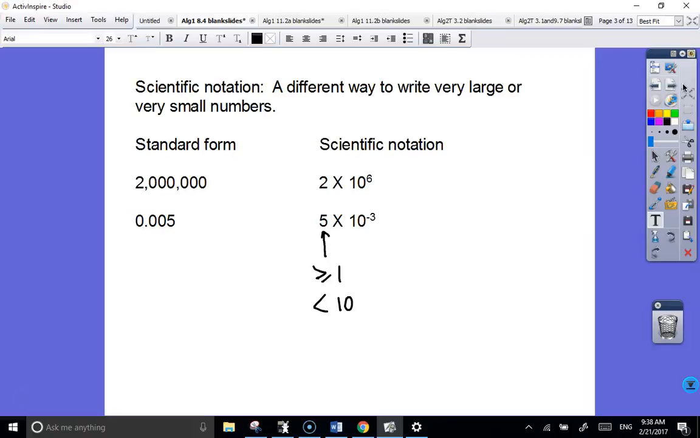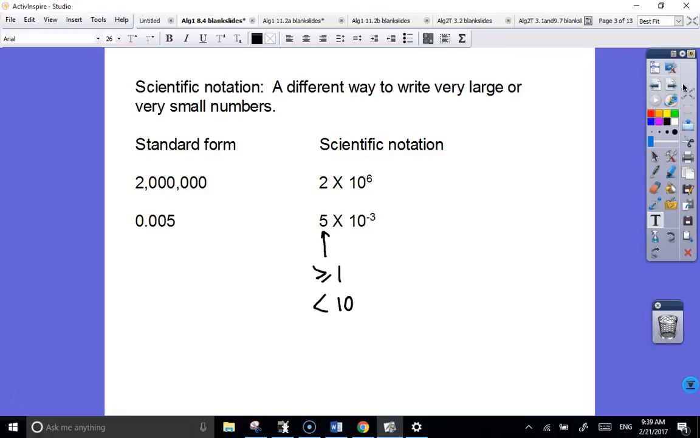So the reason we use scientific notation is to express really big numbers or really small numbers, especially in the science classes. We don't really have that much need to do it for the kind of examples we show in here, but in science class, especially chemistry, they talk about this all the time. So we're going to be using two terms: scientific notation, and standard form, which just means not scientific notation.